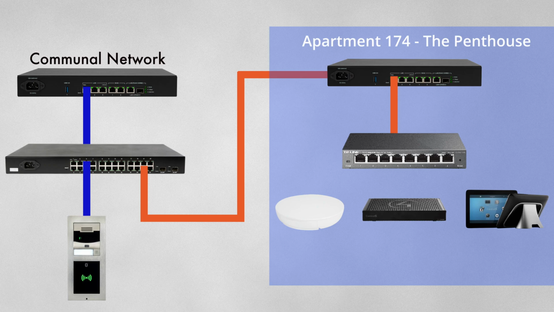Now, when Ian and I first tackled this challenge, we started by opening port 5060 in the apartment router to forward SIP traffic to Control4.